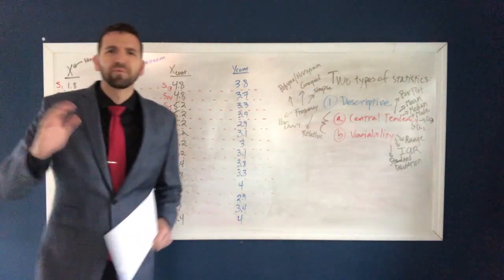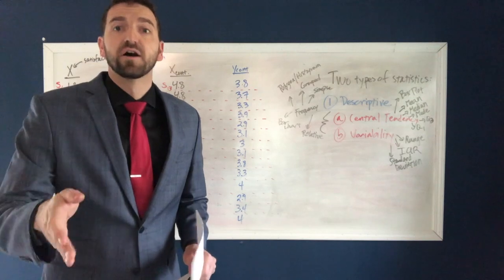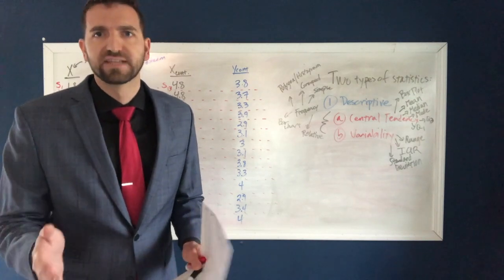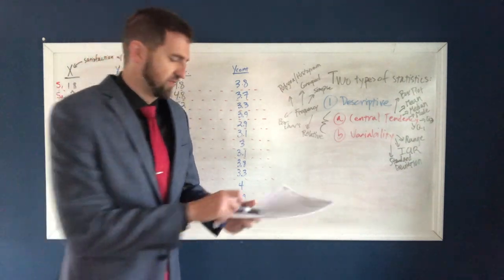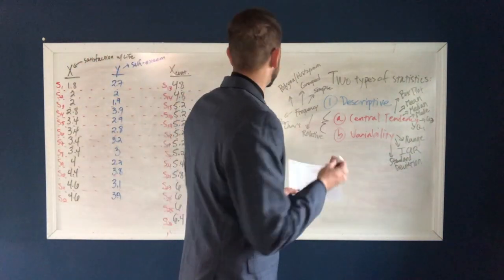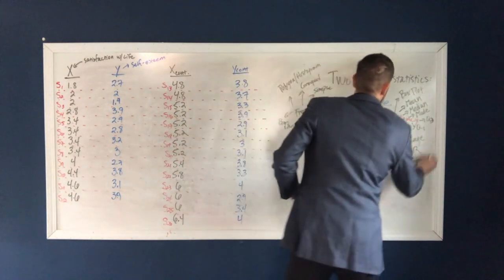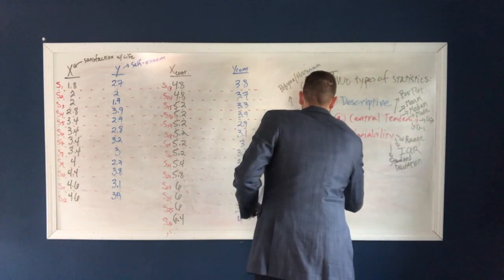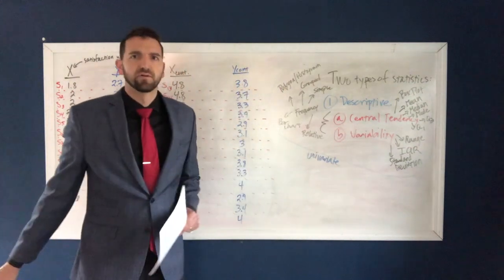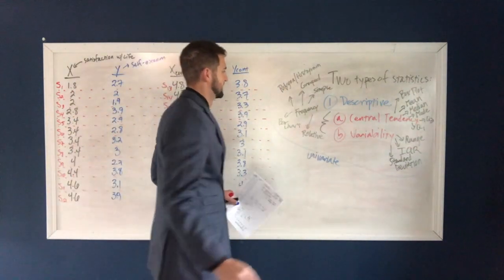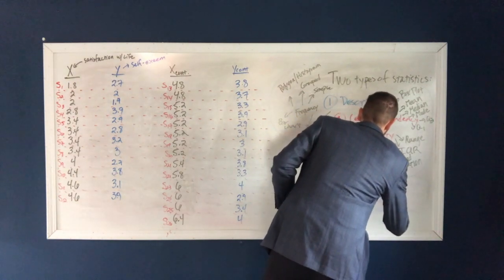Okay, so what we covered so far are basically descriptive statistics for one variable of data at a time. So that's known as univariate. I'll write that down. So essentially everything we've done so far is univariate, or we could call it univariate descriptive statistics.